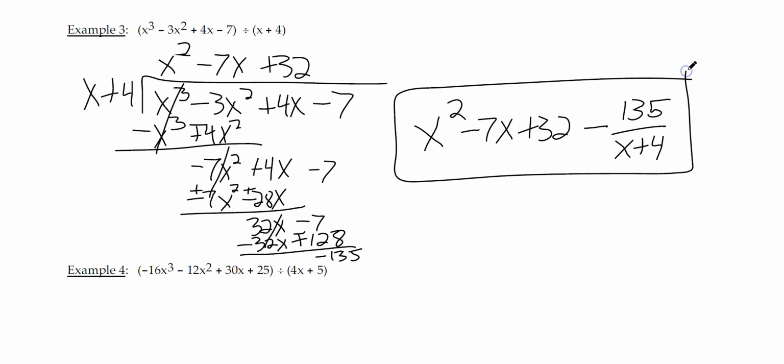Okay. Now to check this answer, you would take the x plus 4, you'd multiply by the x squared minus 7x plus 32, and then you'd subtract 135 from that to see if you got the right answer, which you would. Okay, next example.